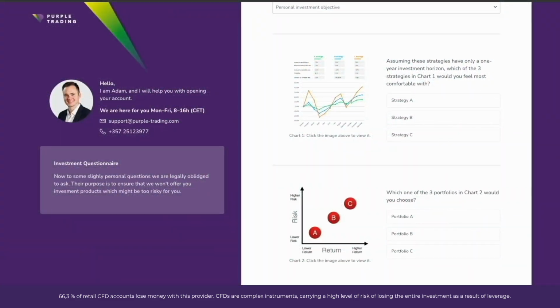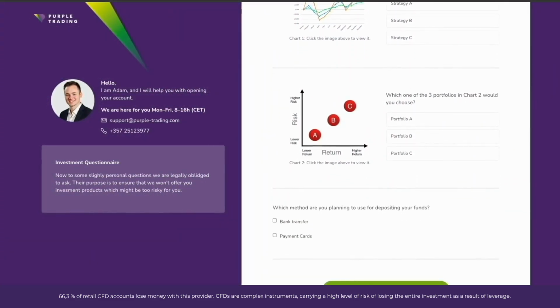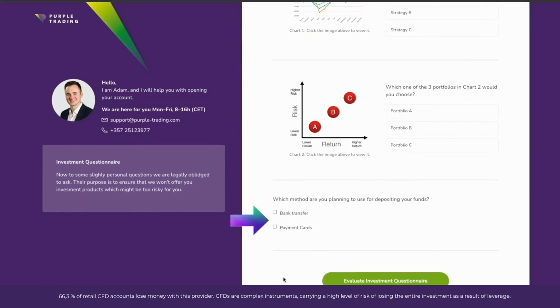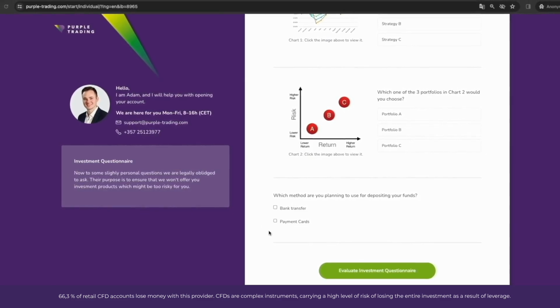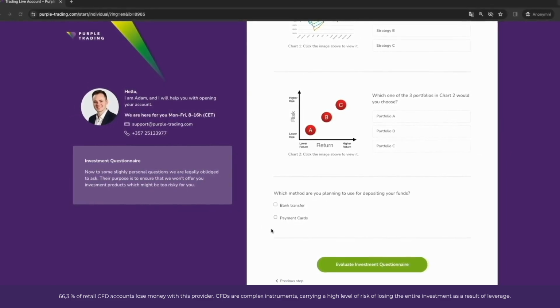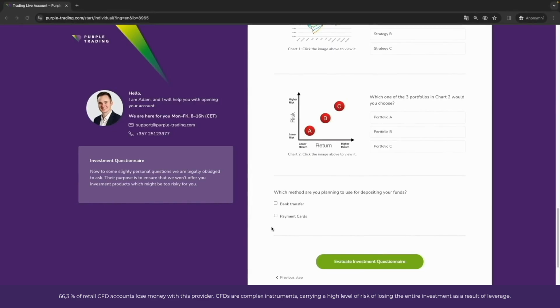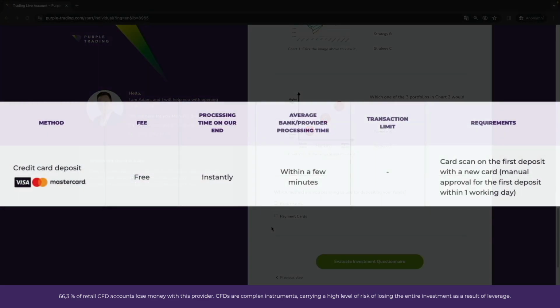Before you submit your completed investment questionnaire, we will ask you about your preferred method of depositing funds into your account. Here, you don't have to worry about choice, as you will be able to deposit using a method other than the one you have selected once you have registered. I can definitely recommend depositing by card, which is free of charge, and if you send a scan of the card itself during this registration, it will be done almost instantly once the registration is approved.